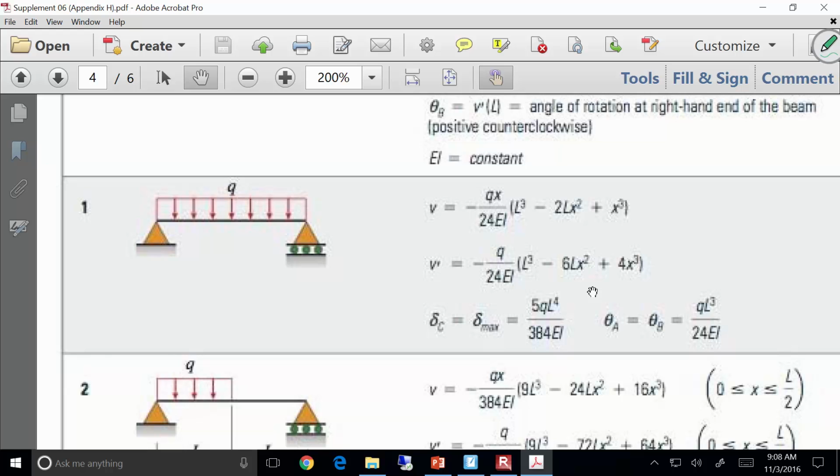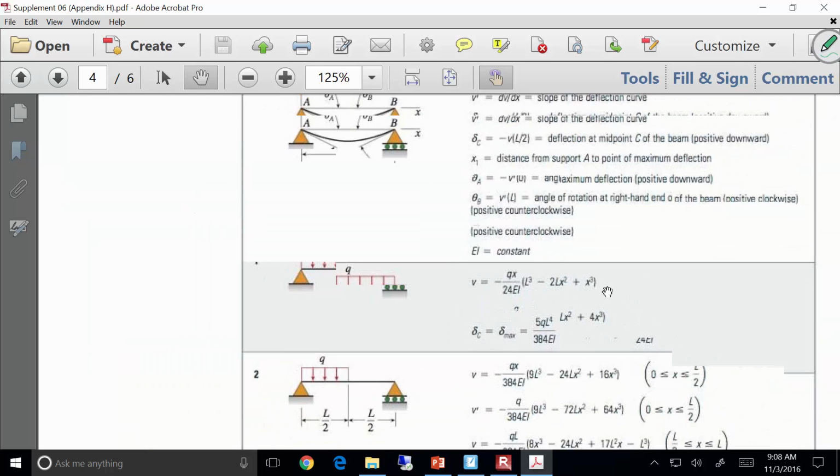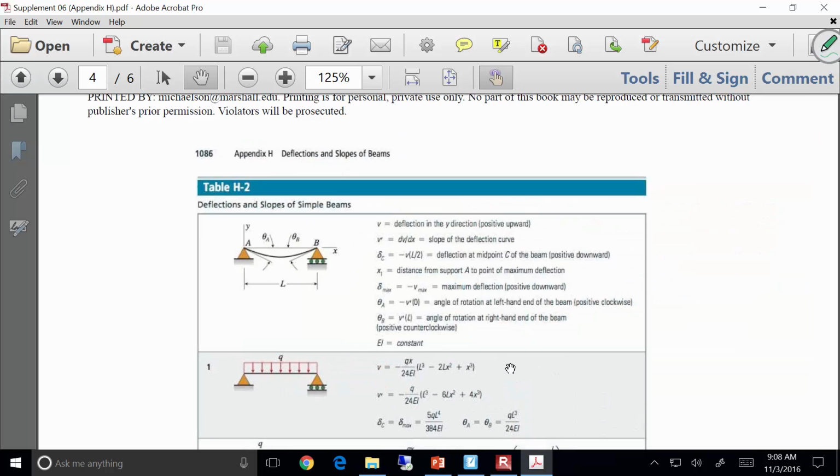It's funny how we derived that one, right? You look at this deflection formula, this one right here, Q over 24 EI. That is the same thing that we derived. All they did was factor out some like terms. That's it, okay? So what's that? V, they're saying V is deflection. That's what they're saying. I'm not a fan of that, but it is what it is.